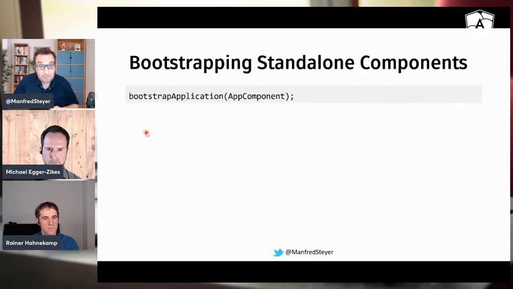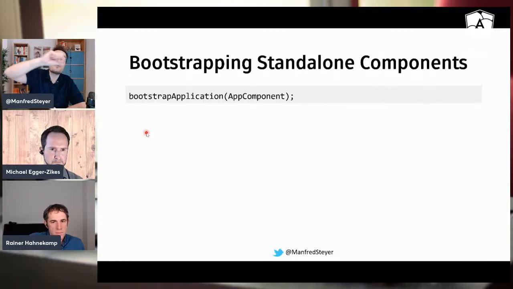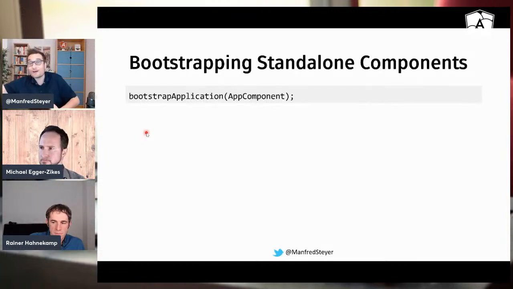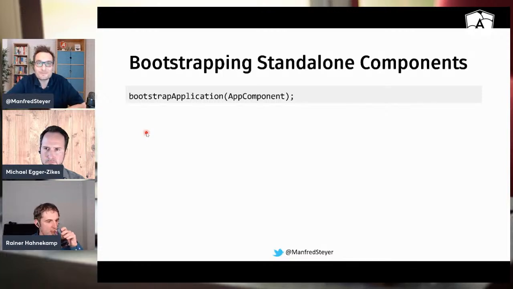Plus, now we can bootstrap a component. We can just take a standalone component, which could still have the name app component, and bootstrap it. How nice is that? That means we don't need this unnecessary indirection from a bootstrap method to an app module, down to a bootstrap array, to an app component. No, we just point to our app component. This is what I meant when I told you all of this is removing unnecessary indirections.